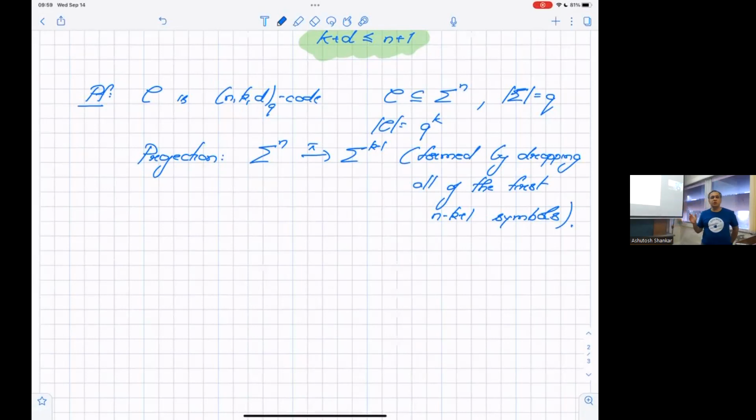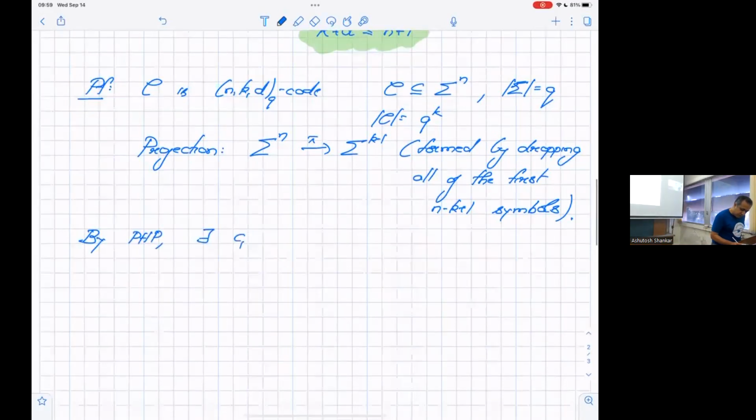What does this projection do to C? So things in C are also going to get projected. What can you say about this? The size of C, notice, is larger than the set into which you are projecting. So what will happen? The pigeonhole principle will tell you there will exist two code words. So by PHP, there exists C1 not equal to C2 belonging to C, such that pi C1 equals pi C2.